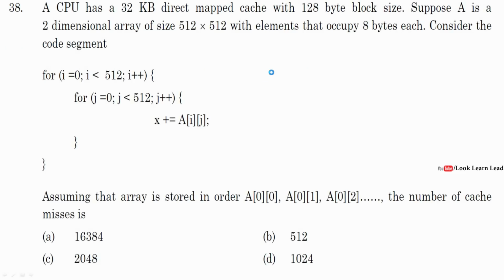Next, question 38. A CPU has a 32 KB direct mapped cache with 128 byte block size.